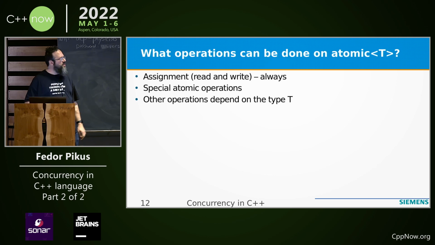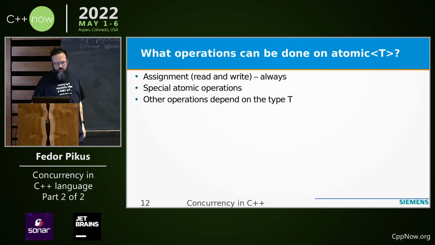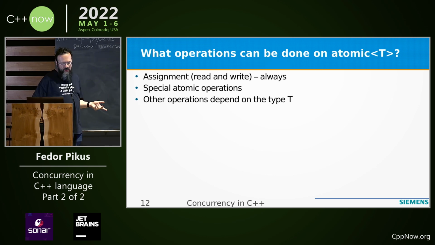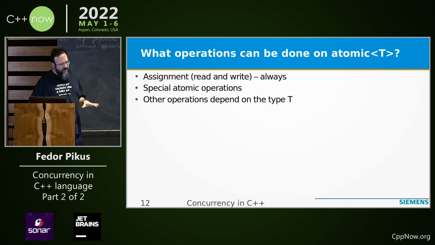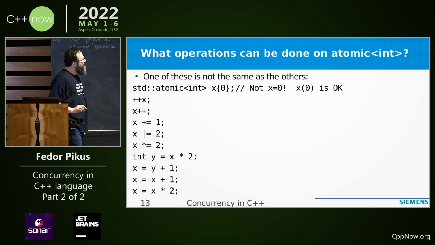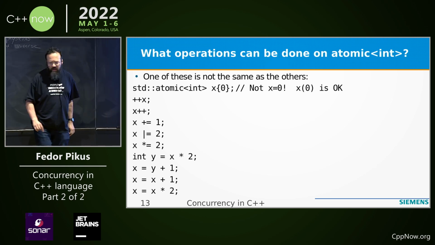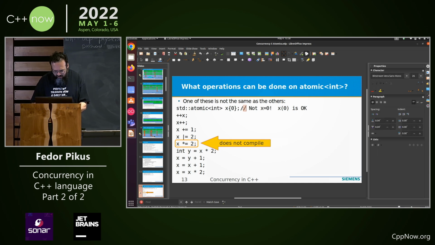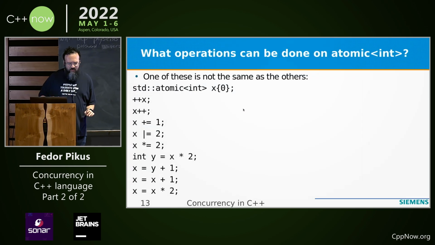Well, which operations do they support? They all support assignments, read and write, always. And then they have some special atomic operations, which are exclusive to atomics. And then they have some operations of the underlying type for certain types. So we'll see that. First of all, that I deleted from all the slides because the early compiler that I used had a bug. The constructor was explicit, but it's not.